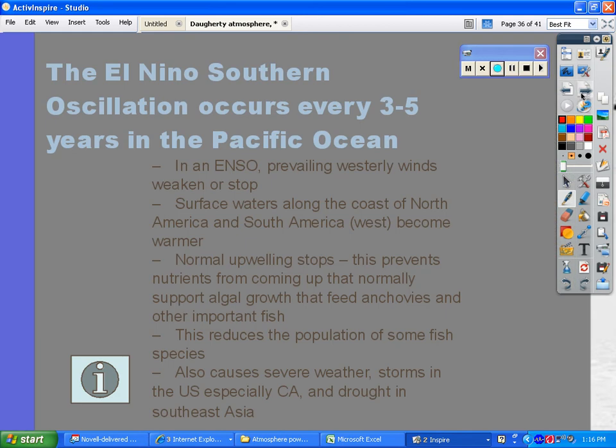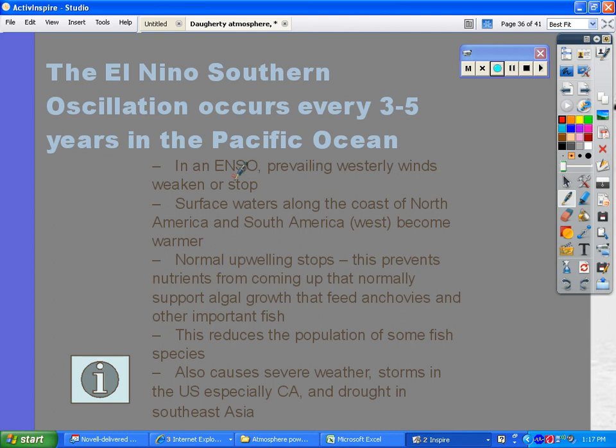Now, this has a lot to do with El Nino, which is the last thing we're talking about today. El Nino, which they sometimes call ENSO, which is El Nino Southern Oscillation. It occurs every 3 to 5 years. It takes place out in the Pacific Ocean off the west coast of South America. I'll show you a picture of that because there are some people who get hit the hardest, especially over there in Peru. They get hit pretty hard.